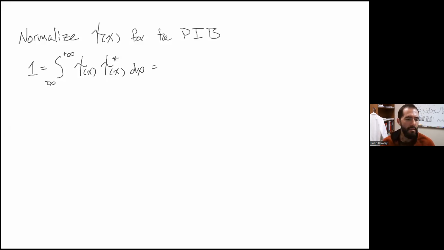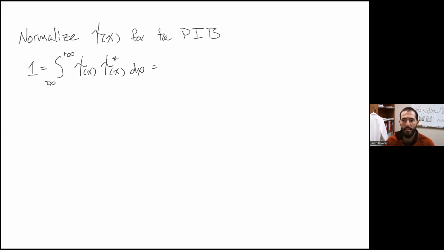Hi folks, in this video we're going to go through the process of normalizing wave functions. We'll start by normalizing the wave functions for the particle in the box. To remind you, our criterion for normalization was that the wave function times its complex conjugate integrated over all space should be set to equal 1.